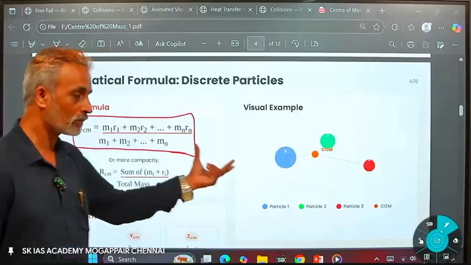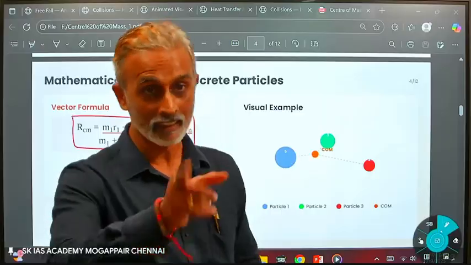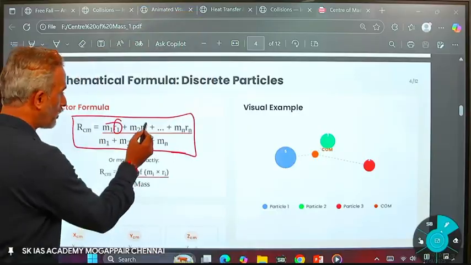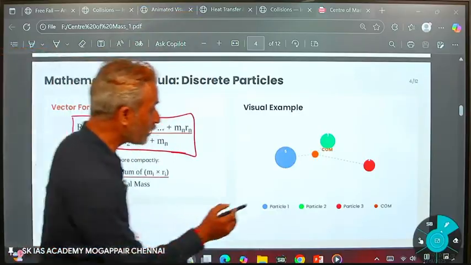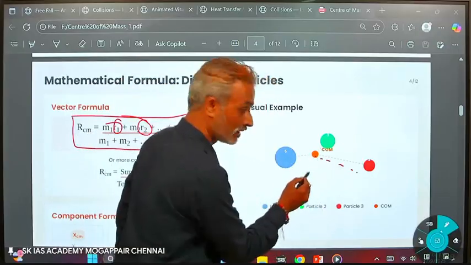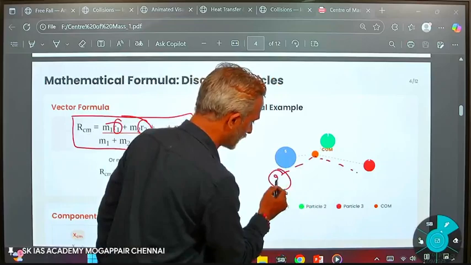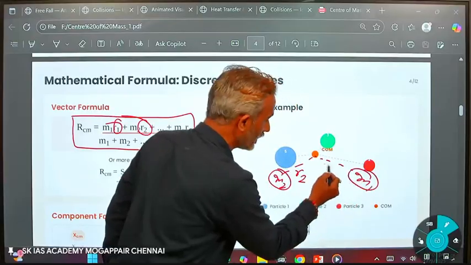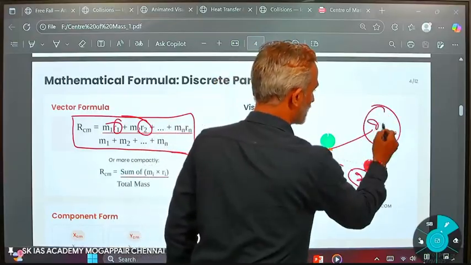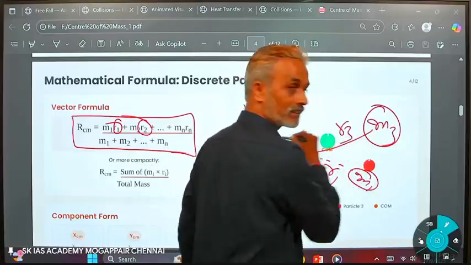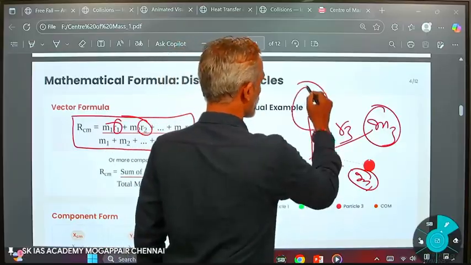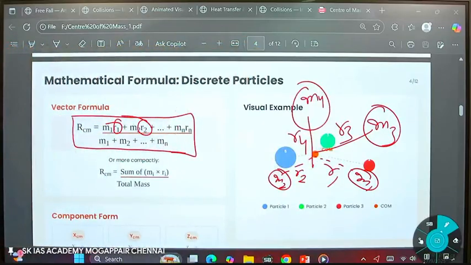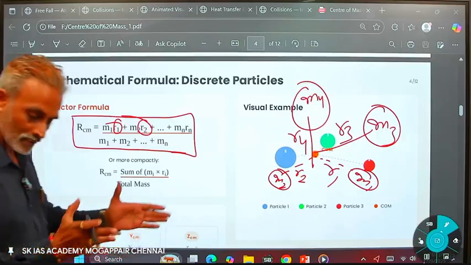In the denominator you will add all the masses. But the question is, how will I know this R1? How will I know the R2? Suppose this is the M2 value, and this is the R2. This is the M1 value, and this is the R1. Suppose here is mass 3, so this is the R3. Suppose here is mass 4, this is the R4. Like that. Correct? So this is the R center of the mass.